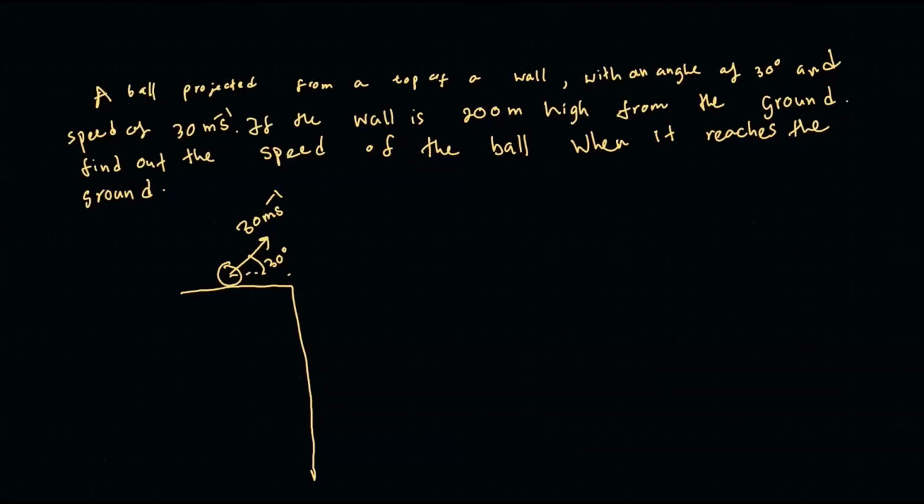A ball is projected from the top of a wall with an angle of 30 degrees and a speed of 30 m/s. If the wall is 200 meters high from the ground, find the speed of the ball when it reaches the ground.